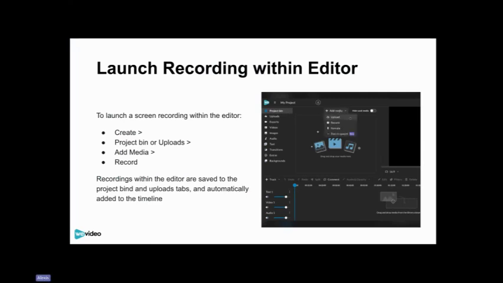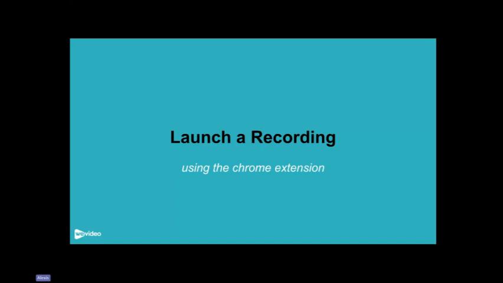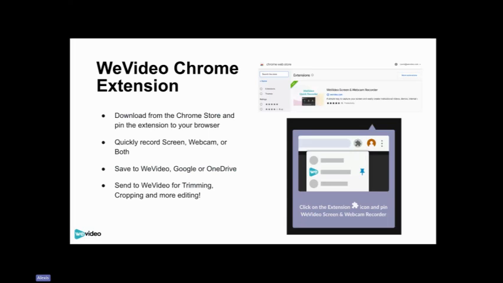Pretty straightforward. The second option to be able to do a launch and recording is, again, using our Chrome extension. So this is a third option. You can download from the Chrome store and pin the extension to your browser. That will allow you to have it as a Chrome extension, just like you're able to see it here. And this will allow you to do screen recordings without having to be logged into WeVideo. So let's say you're not trying to do anything fancy. You're just simply trying to access that Chrome extension recorder from your Chrome download extension section.